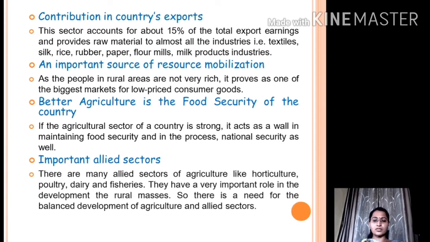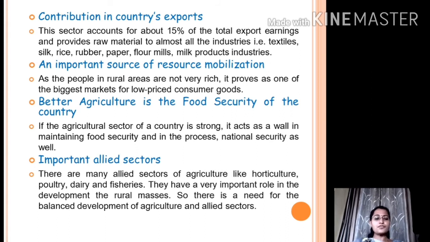Important allied sectors. There are many allied sectors of agriculture like horticulture, poultry, dairy and fisheries. They have a very important role in the development of the rural masses, so there is a need for the balanced development of agriculture and allied sectors.